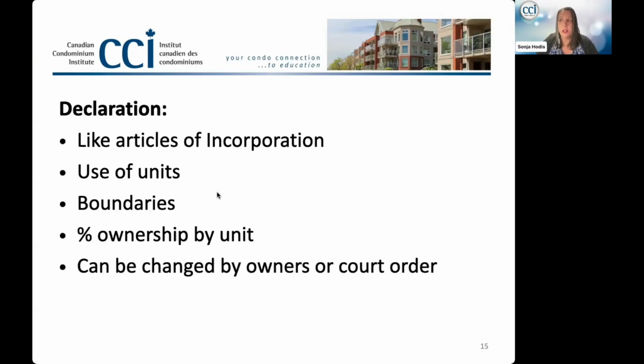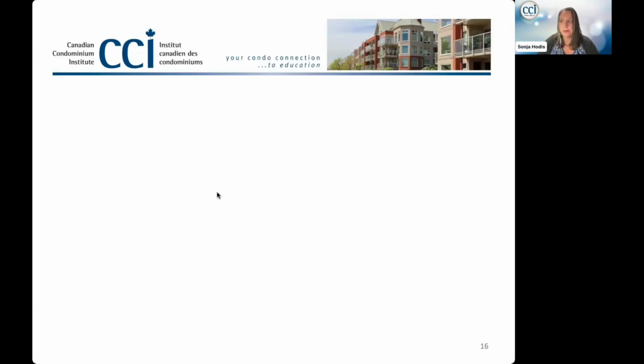The important thing to remember about declarations is they're not easily changed. You can change them by owners voting in favor of a change, but you need 80 or 90% of owners to do that. And it's actually not a vote. They actually have to sign off on it, which is not an easy task. Anybody who has tried to change a declaration knows that it's a lot of work. Or, in limited circumstances, you can get a court order changing them.